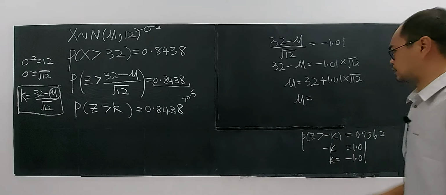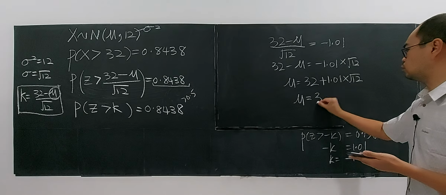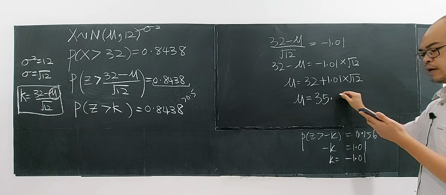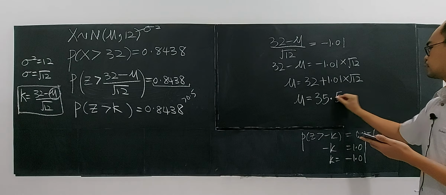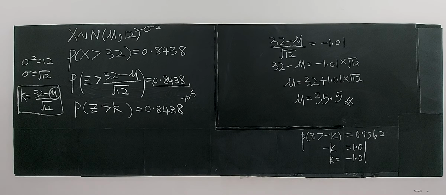So let's evaluate the mean, which gives you the value in 2 decimal places: 35.5. If you round off, it will be 35.5. All right, that's all for this video.